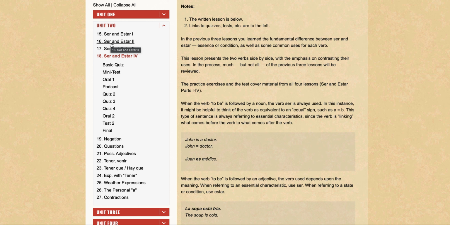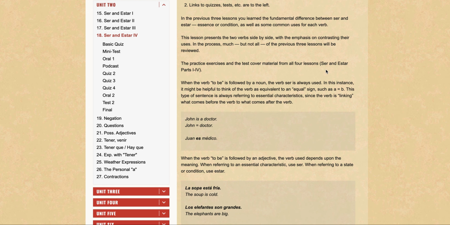So now we are in section 18, and it presents the two verbs side by side. We're talking about ser and estar in this section, with the emphasis on contrasting their uses. In this process, much but not all of the previous 3 lessons will be reviewed, and the practice exercises and the test material from all 4 lessons, part 1 to 4.